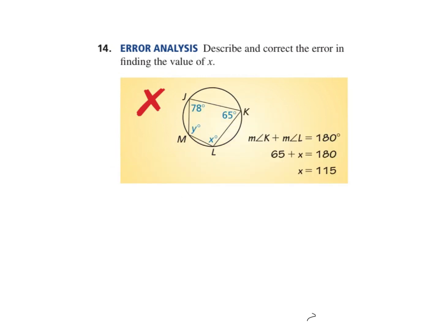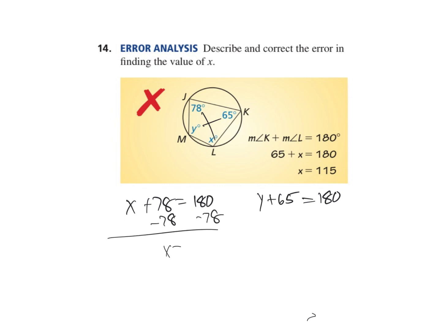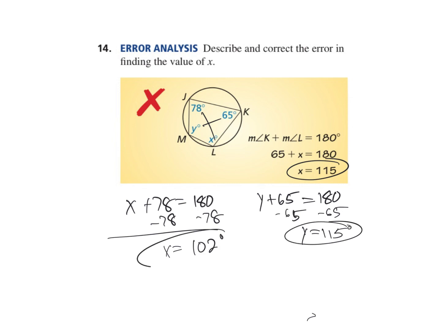And what they did wrong here, we have to finish it. So those two, x plus 78 is equal to 180, and y plus 65 is equal to 180. So subtract 78, and you get x equals 102 degrees, and that's what they did wrong. If we subtract 65 here, we get y equals 115. So they solved for y and not x. Okay. All right, so the answer to x should be 102.